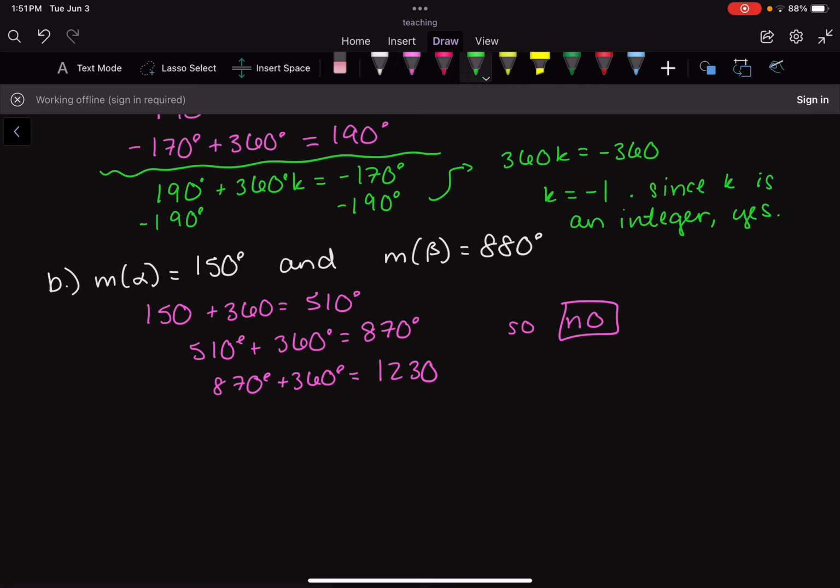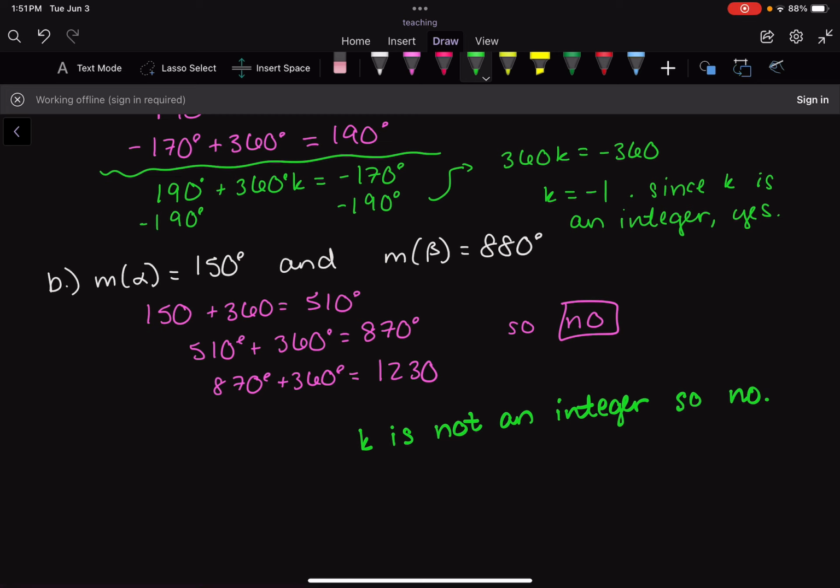If you do it the more mathy way and you plug it into the whole formula, you'll see that K is not an integer. So no. And that's if you actually do it the way I did it in part A, where you plug them in and solve for K.